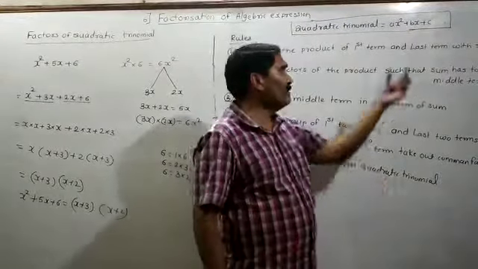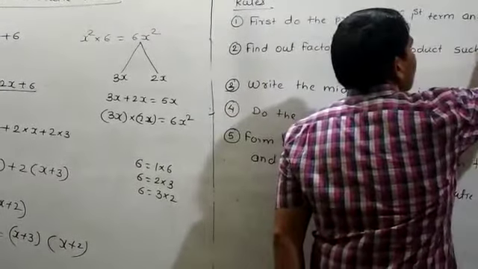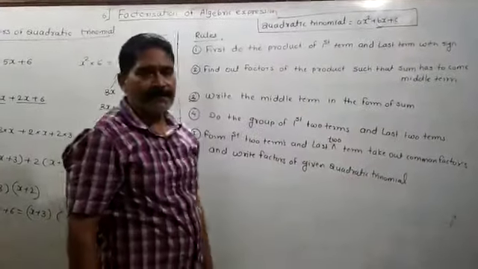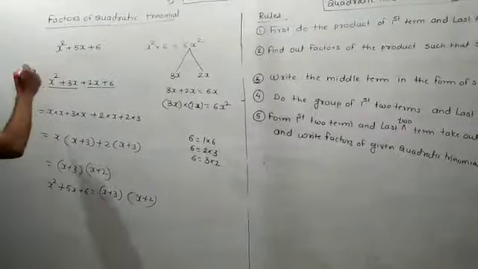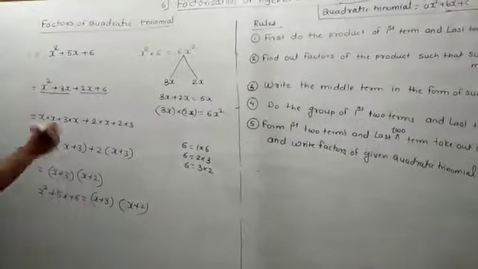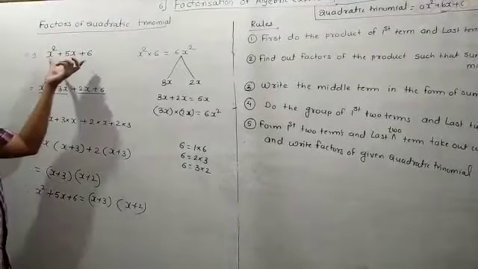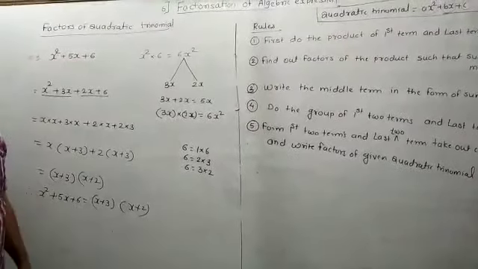And trinomial means these whole three terms. This one is the first term, this one is the second term, and this one is the third term. So you have to say that this is the quadratic trinomial. So I will start with one example. This is the first example: x square plus 5x plus 6. You have to factorize this quadratic trinomial.